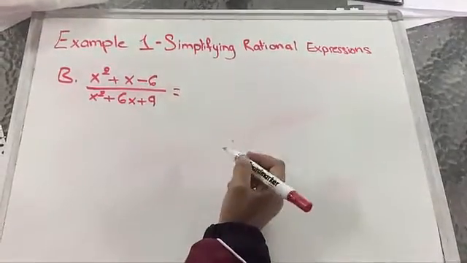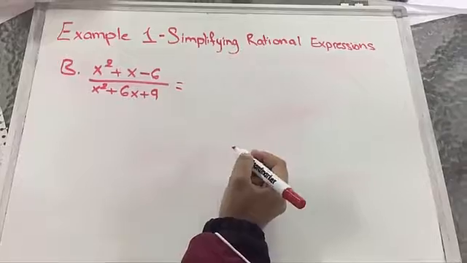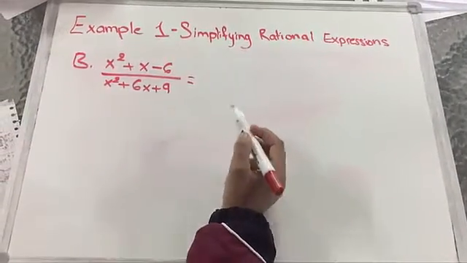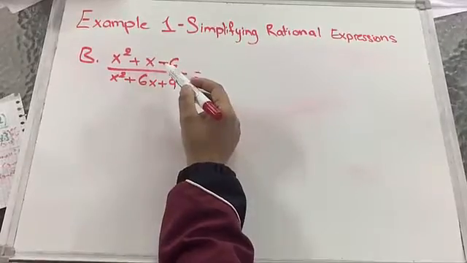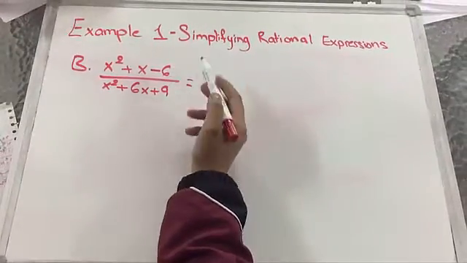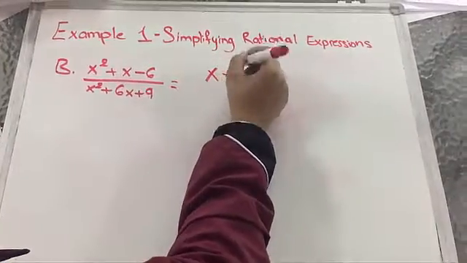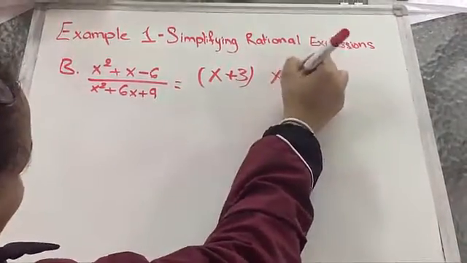Simplifying rational expressions, part B. x squared plus x minus 6 over x squared plus 6x plus 9. So the first thing is that we have to find the numbers that give us negative 6 and positive 1. So it's x plus 3 and x minus 2.